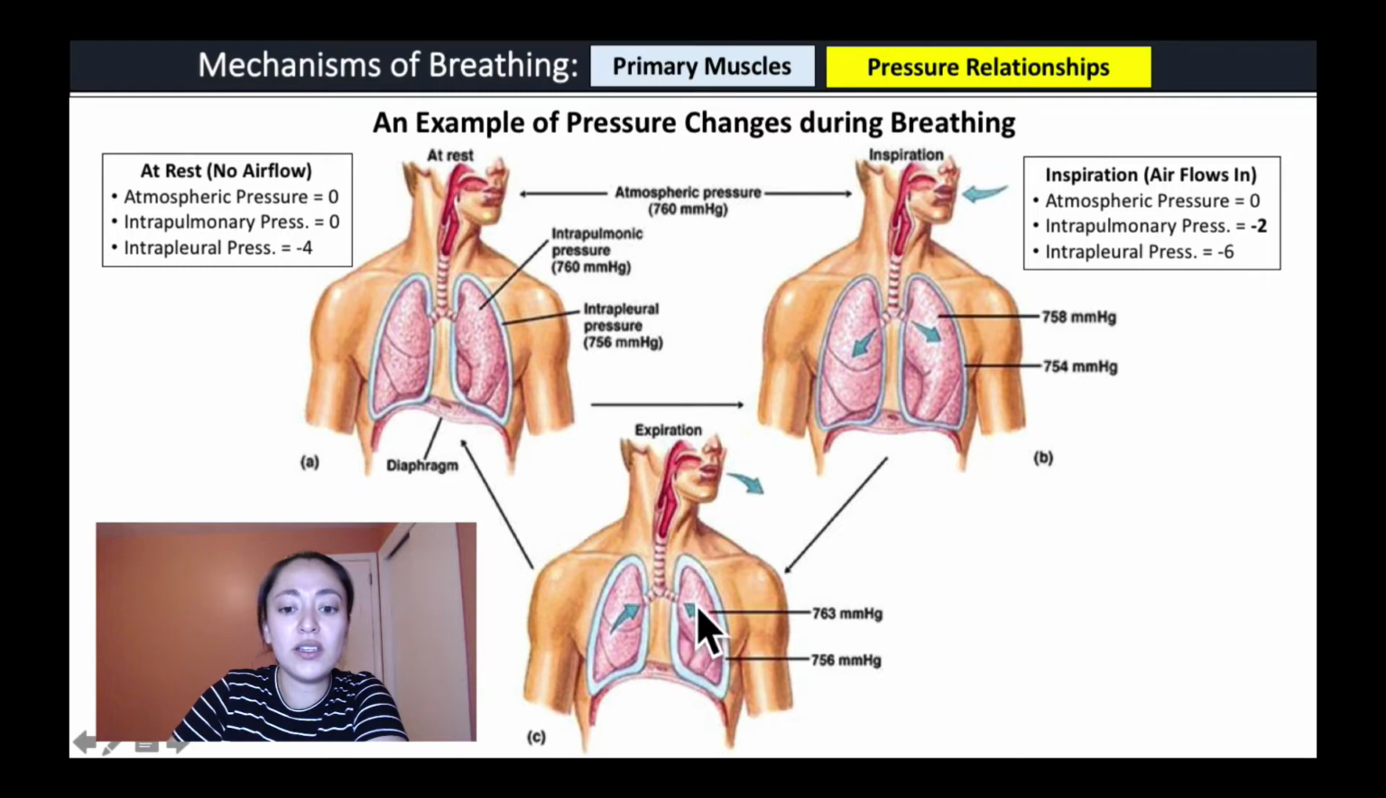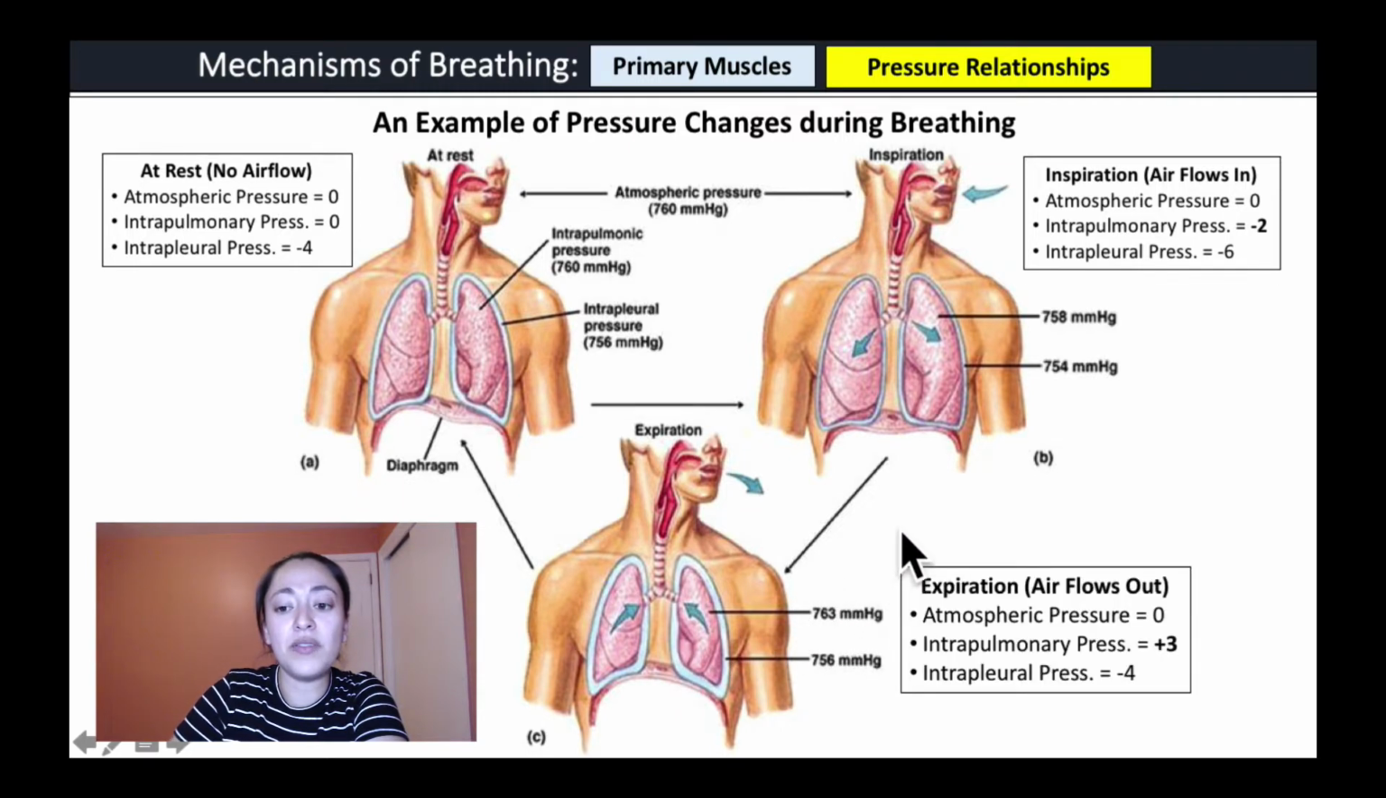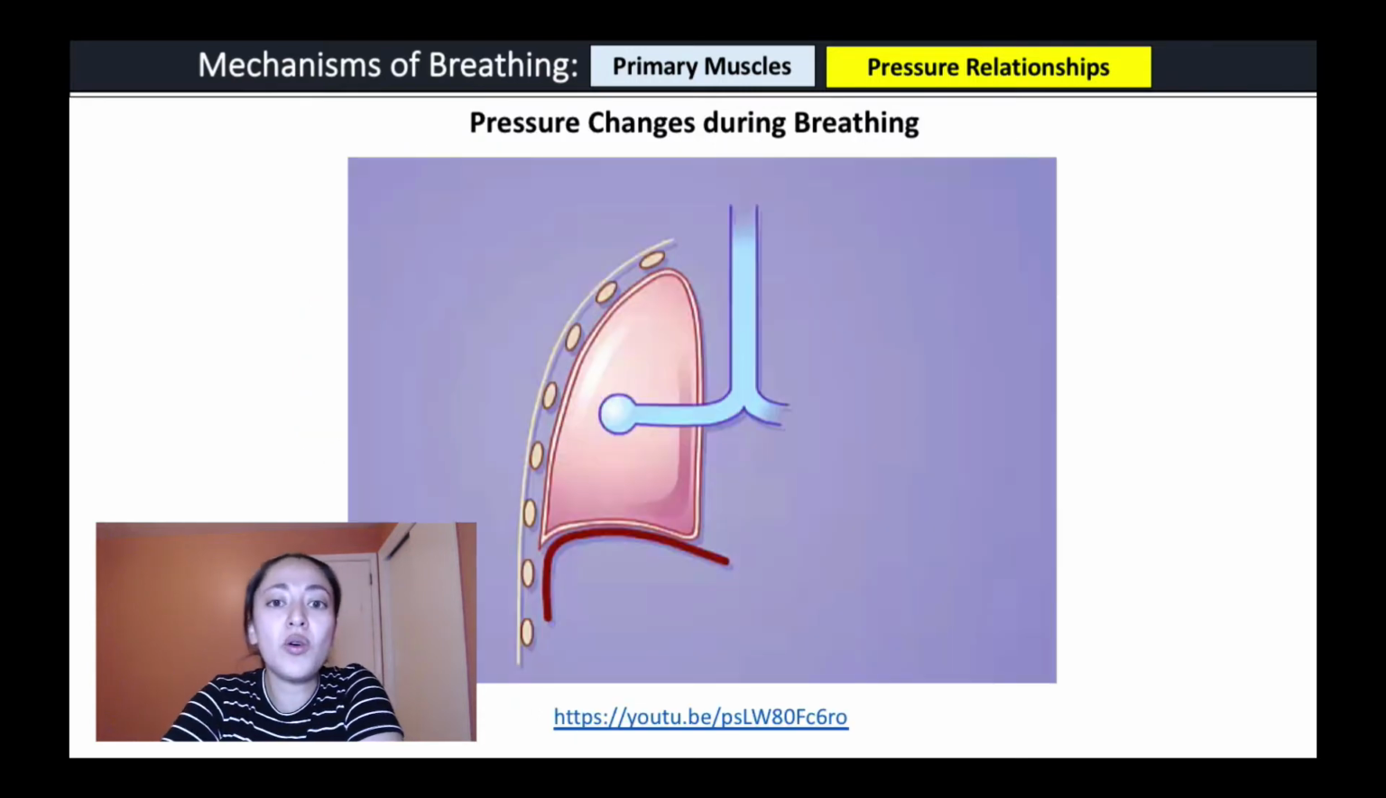When you breathe out, volumes in your lungs decrease. That causes the pressure to increase above the atmospheric pressure. So now it's +3, and that causes air to go out. The intrapleural pressure goes back to -4, but again, it's still negative. It always is negative, and it's always less than the atmospheric pressure and intrapulmonary pressure. If you want to watch an animation of these pressure changes during breathing, I will put a link below.